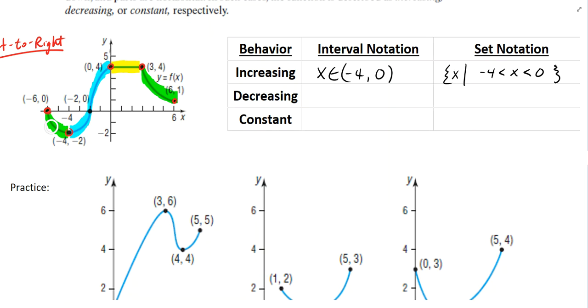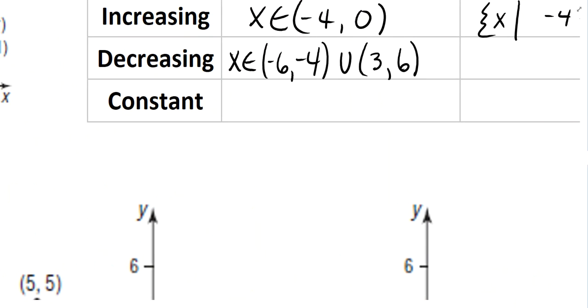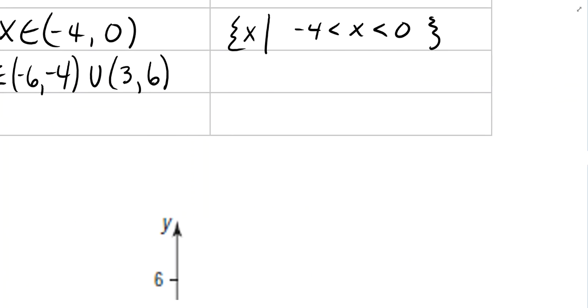For our decreasing portion, we've got 2 sections here. The function is decreasing on x values that are an element of the group from -6 to -4, as well as the group from 3 to 6 on the x-axis. So we would use a union symbol since the graph is decreasing on this interval and this interval.